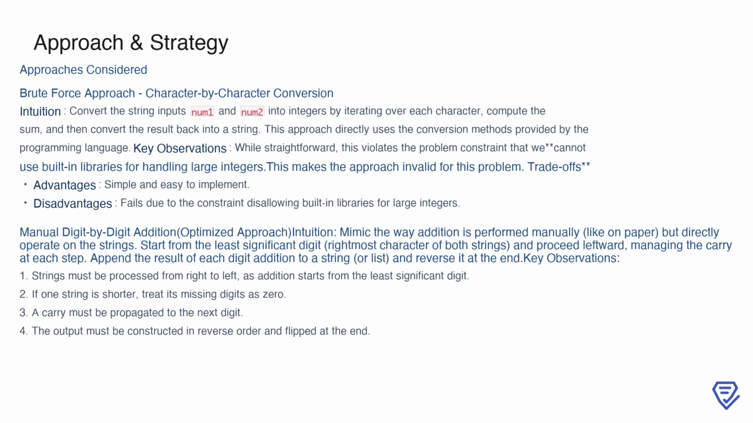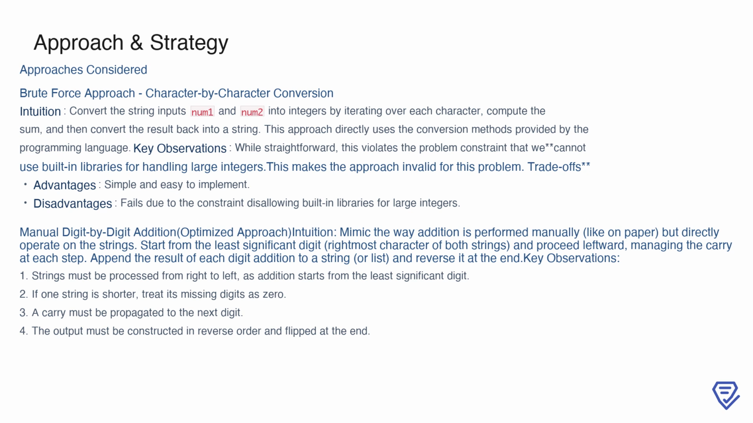To solve the problem, we considered two main approaches. The first is the brute force method, which involves converting the string inputs into integers, performing the addition, and then converting the result back into a string. While this method is intuitive and easy to implement, it violates the problem constraints because we are not allowed to use built-in libraries for handling large integers. This makes it an invalid solution for this problem, despite its simplicity.